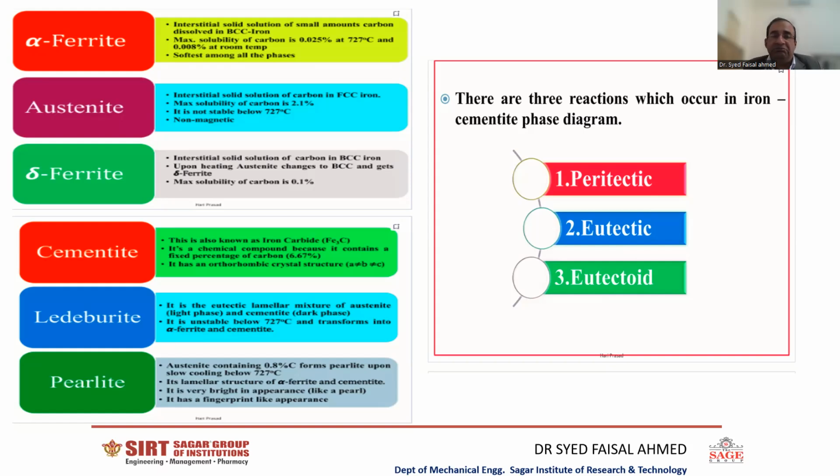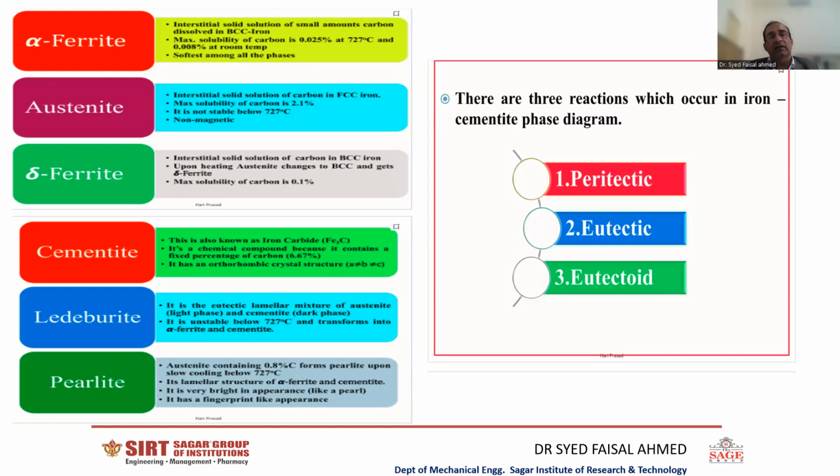As far as delta ferrite is concerned, it is an interstitial solution of carbon in BCC iron, and upon heating, austenite changes to BCC and gives delta ferrite. So this is how the formation of various phases like alpha ferrite, delta ferrite, austenite, cementite and ledeburite occurs at 727 degrees and at various temperatures and percentages of carbon. It represents that pearlite has been formed at 0.8% carbon, 727 degrees centigrade, and is a laminar structure of alpha ferrite and cementite, very bright in appearance.